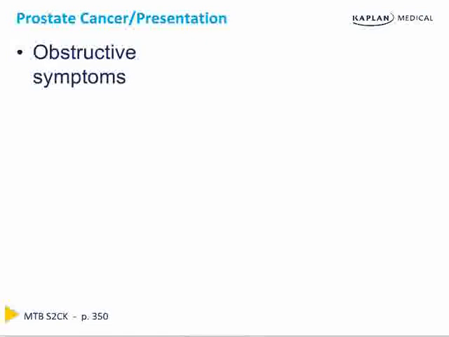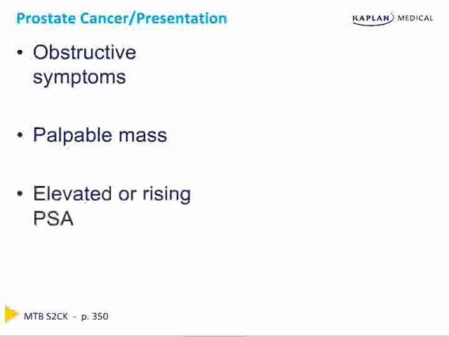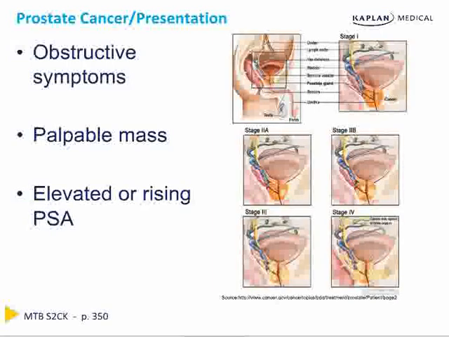Now, the vast majority of patients with prostate cancer are asymptomatic at diagnosis, so the patients get diagnosed either by the physician palpating a mass on digital rectal exam or noticing an elevated or rising prostate-specific antigen, or PSA. It's important to remember, though, that no matter what raises the suspicion for prostate cancer, the only way to make the definitive diagnosis is to perform a biopsy.